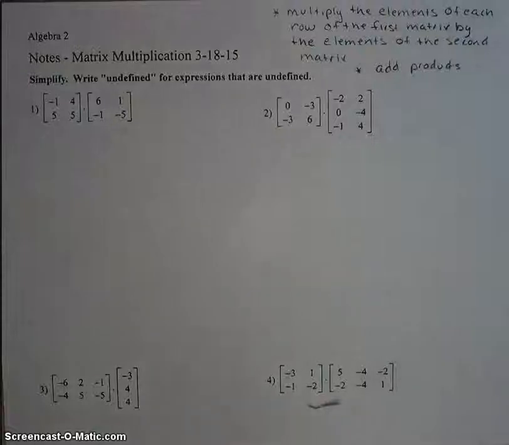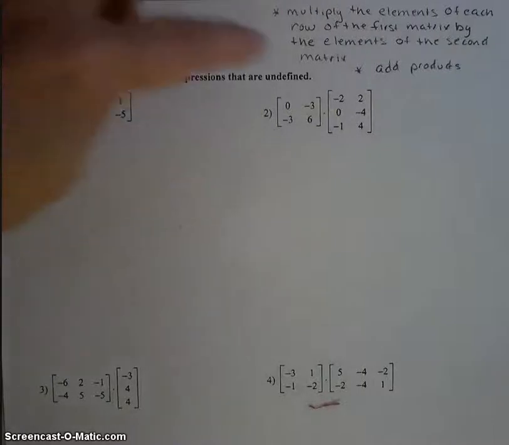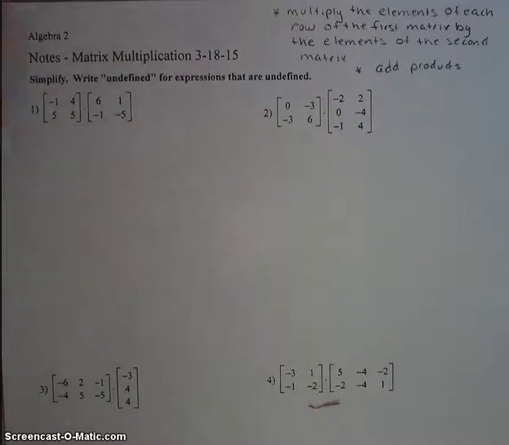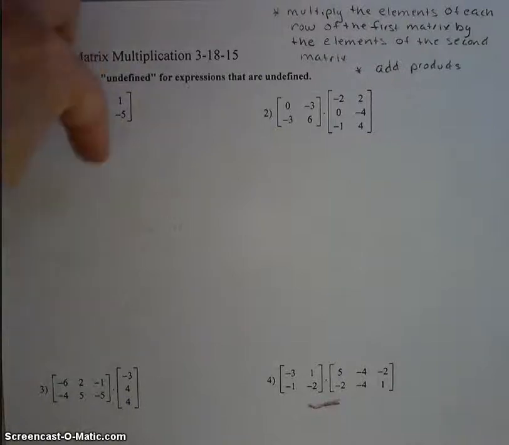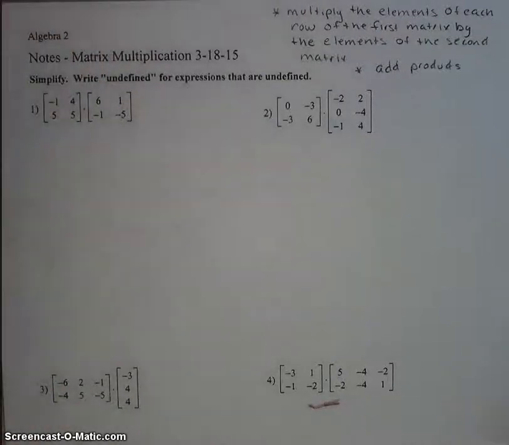Alright, good evening class. We're going to continue on with our discussion tonight on matrix multiplication. So remember in class we talked about how when we multiply two matrices, you're going to multiply the elements of each row of the first matrix times each element of the second matrix, and then you're going to add the products.